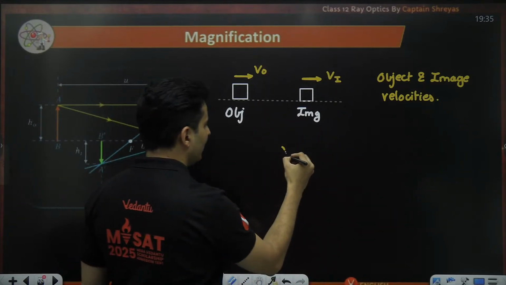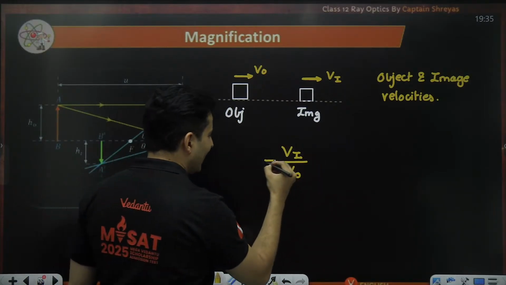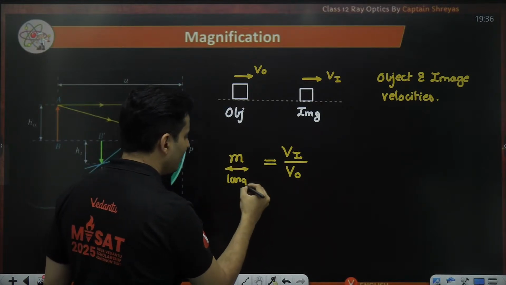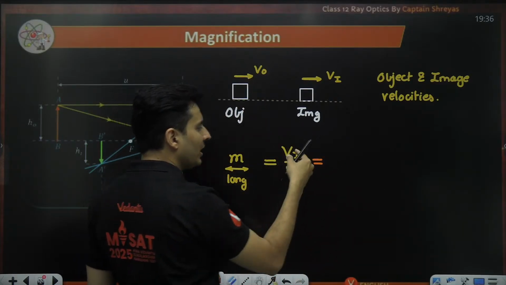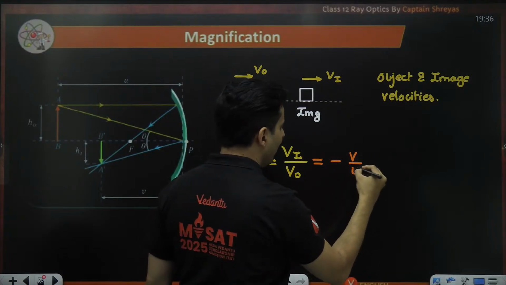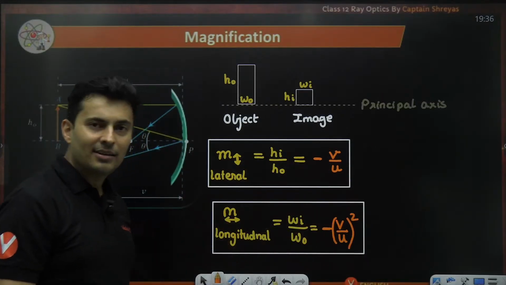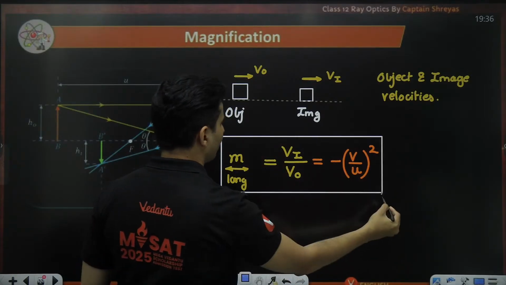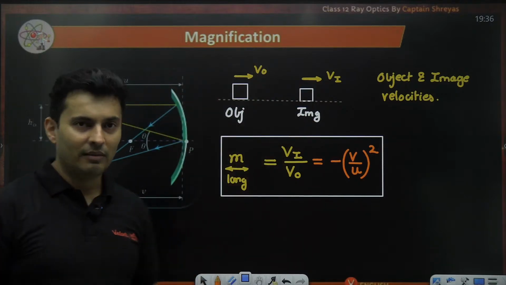Then guess what? The velocity of the image upon velocity of the object comes out exactly similar to the longitudinal magnification. Which means if I know how fast the object is moving, the image velocity will be as simple as minus V by U whole square. Directly you can use the longitudinal magnification formula very easily. Very, very important. So the image velocity and object velocity relationship is also covered.